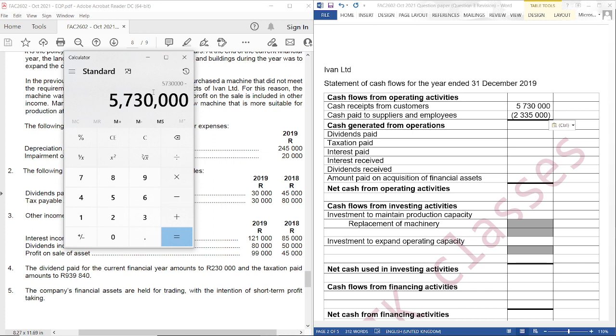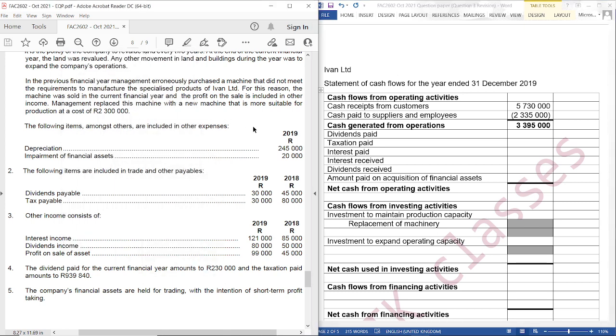5,730,000 subtract 2,335,000, right? 3,395,000, right? Cash generated from operations.